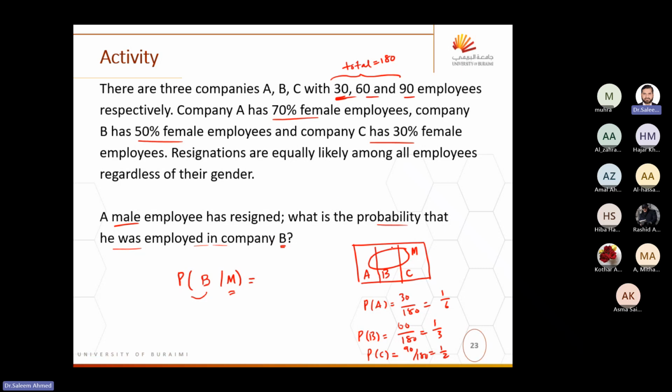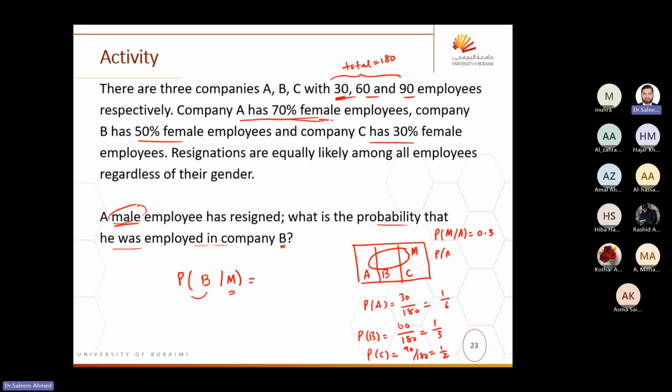Now, they gave me the information about females, but asked me the question about male. So what do I need? I need probability of M given A. What is the probability that he is a male from company A? There are 70% females in company A, which means the remaining 30% are males.